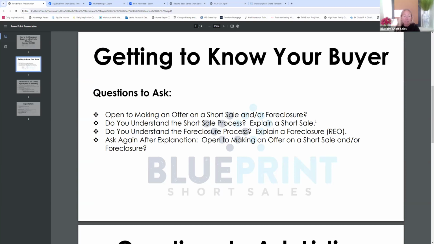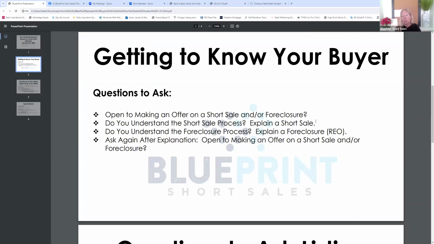Now you don't have to go into extreme full details like you would when you're holding the hand of a seller, but you do want your buyer to understand a couple of things. A short sale means that the seller is behind on their mortgage and they're upside down on the mortgage. And also explain to them that it is going to be a lengthy process. So I would give them the general 3 to 6 months if they're willing to wait.